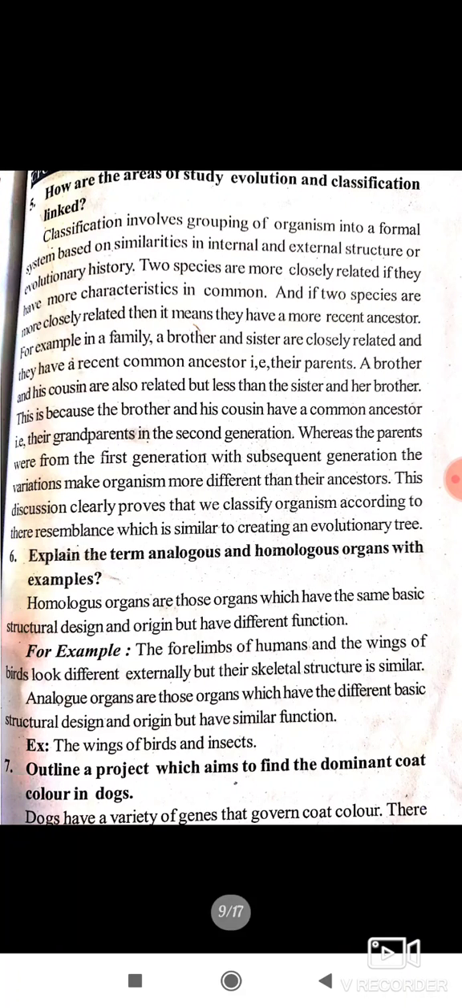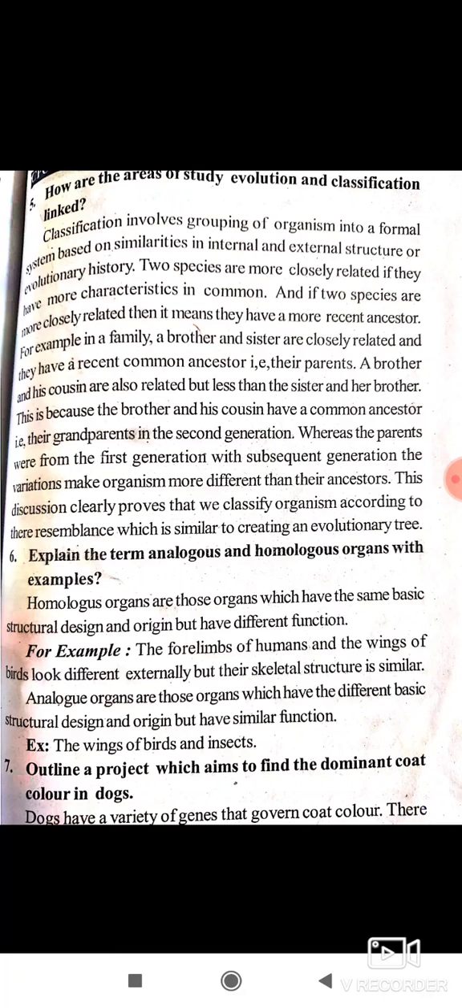Explain the terms analogous and homologous organs with examples. Homologous organs are those organs which have the same structural design and origin but have different functions. For example, the forelimbs of humans and the wings of birds look different externally but their skeletal structure is similar. Analogous organs are those organs which have different basic structure, design and origin but have similar function. For example, the wings of birds and insects.